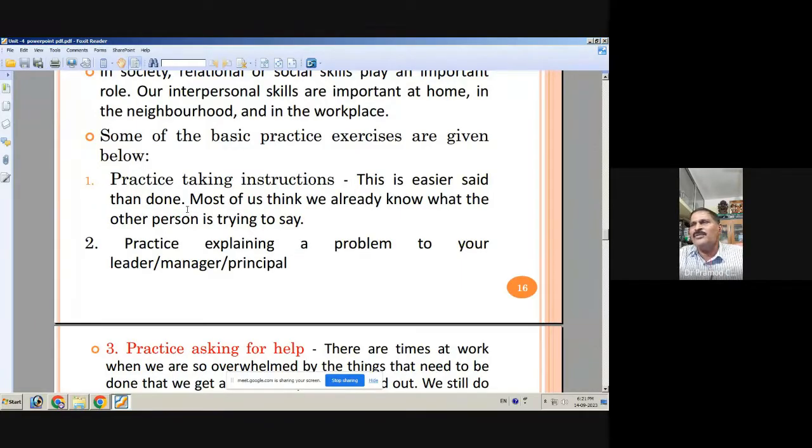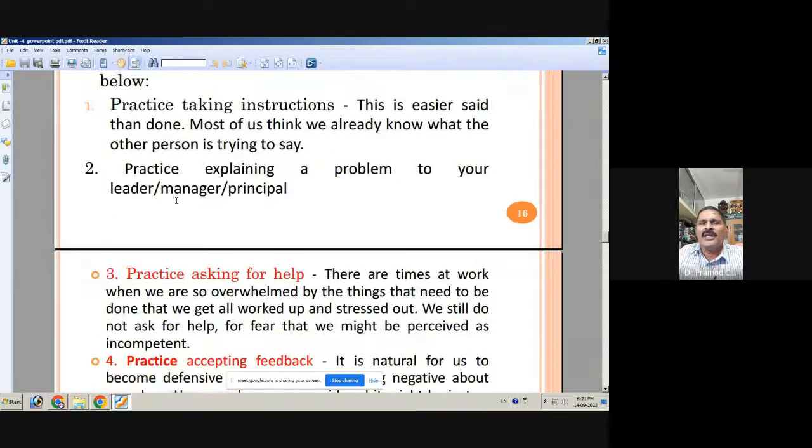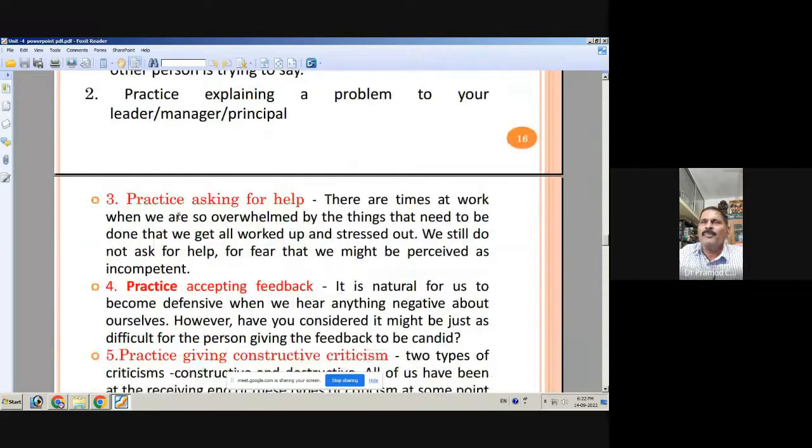Most of us think that we already know all these things. There is no need of the advice. But instead of saying all these things, try to accept the advice of others. Try to practice it. So if we practice it, then definitely you can explain the problem to the manager also, the headmaster also, the principal also, so that we are able to get the solution of the problem.